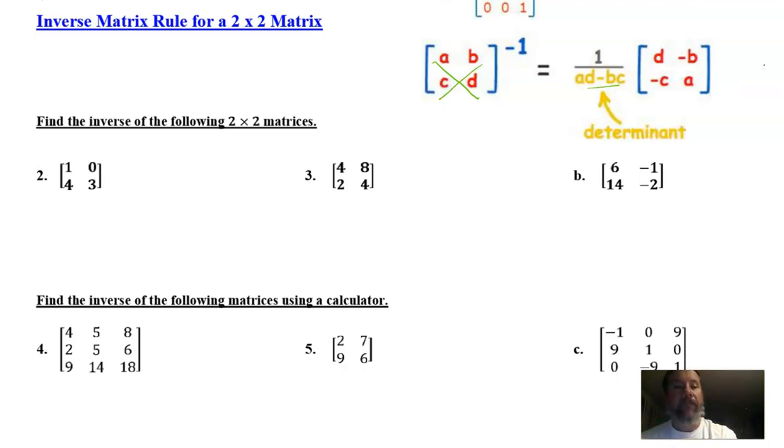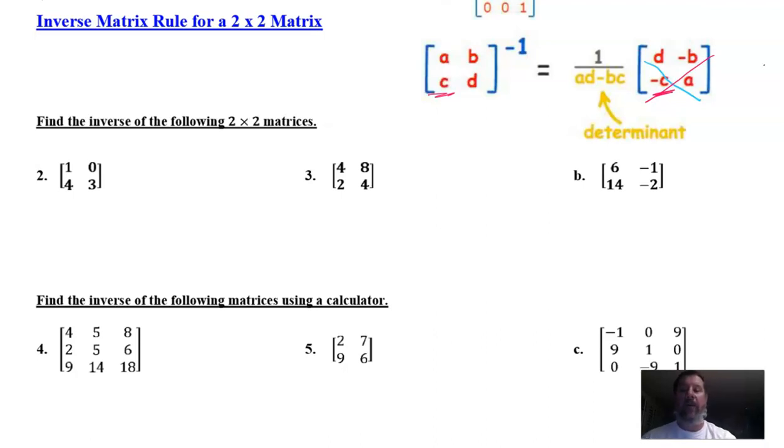To get this new matrix, you flip along the main diagonal. So I changed A and D, changing their position from the old matrix. Along the other diagonal, they stay in the same spot, but you change the sign. So it went from a positive B to a negative B, and from a positive C to a negative C. We're taking our original matrix and flopping it along the blue diagonal, and then changing the signs along the pink diagonal. That's our formula to find the inverse by hand.